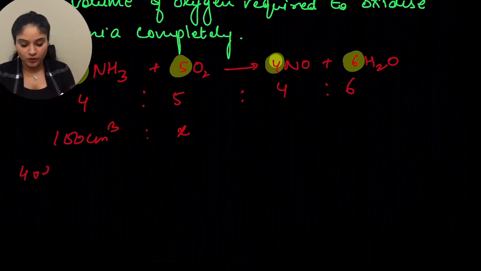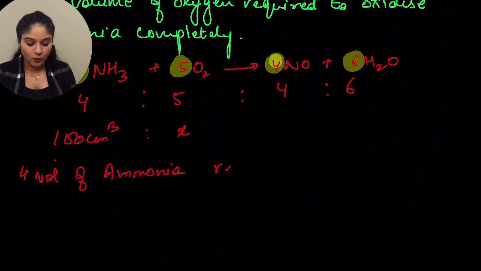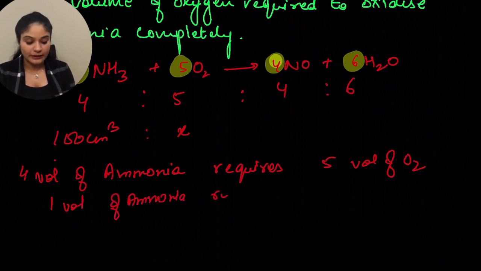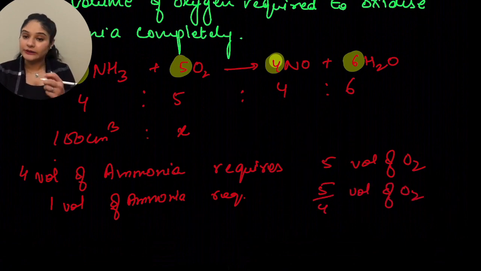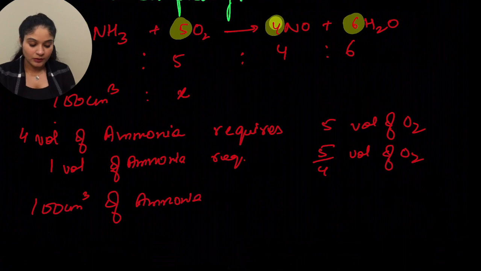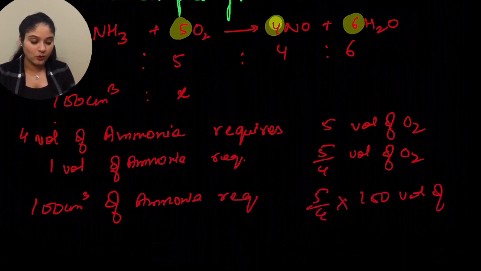So you can say 4 volume of ammonia requires 5 volume of oxygen, and then you can say 1 volume of ammonia requires 5 by 4 volume of oxygen, and what is given to you? 100 centimeter cubes is given. So 100 centimeter cube of ammonia requires 5 by 4 times 100 volumes of oxygen.